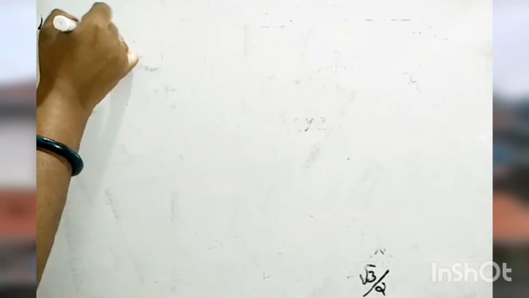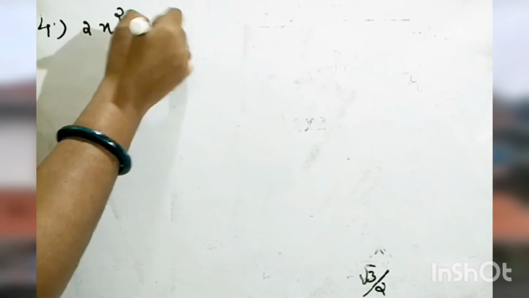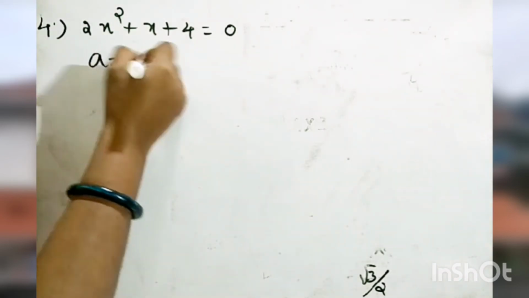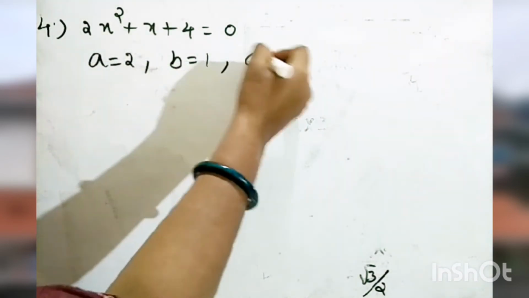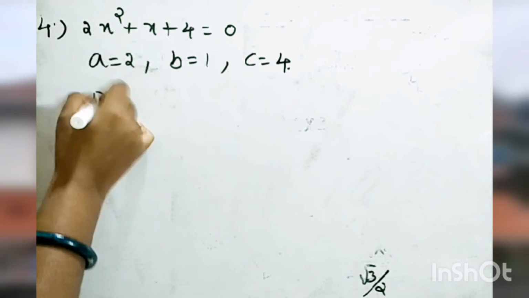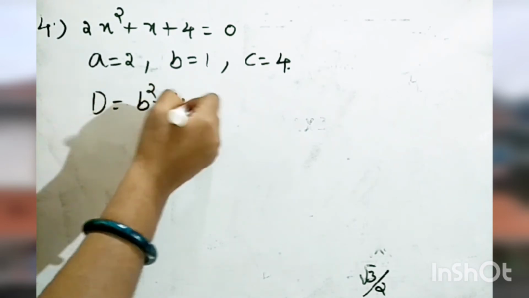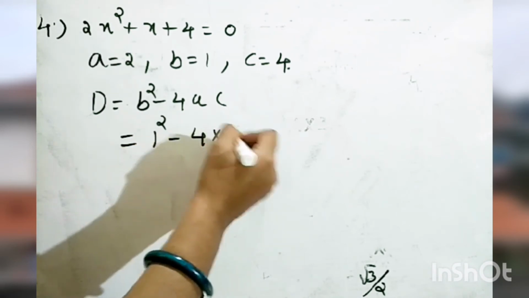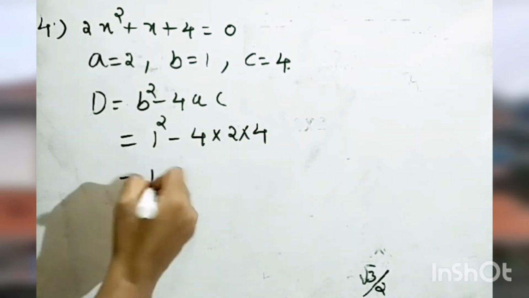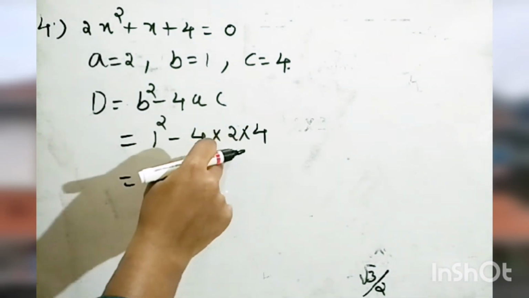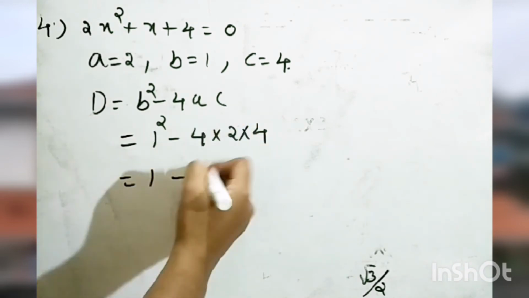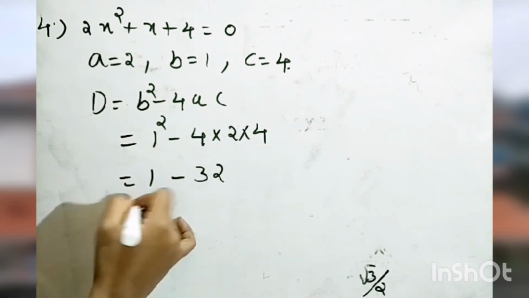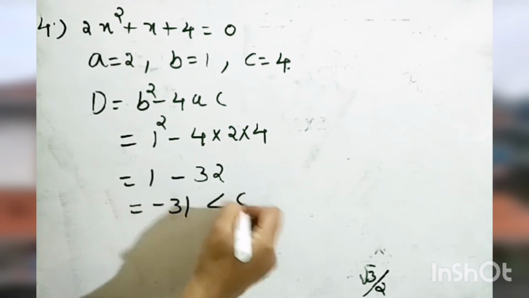Fourth one. 2x square plus x plus 4 is equal to 0. A is equal to 2, b is equal to 1 and c is equal to 4. D is equal to b square minus 4ac, equal to 1 square minus 4 into 2 into 4, that is 1 minus 4 into 2 is 8, 8 into 4 is 32. So 1 minus 32 is minus 31, it is less than 0.